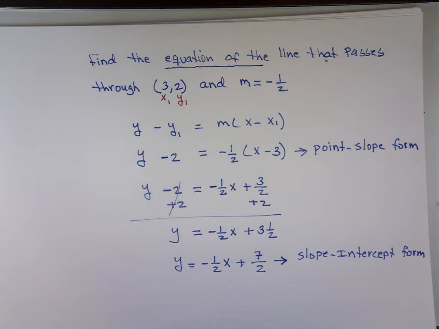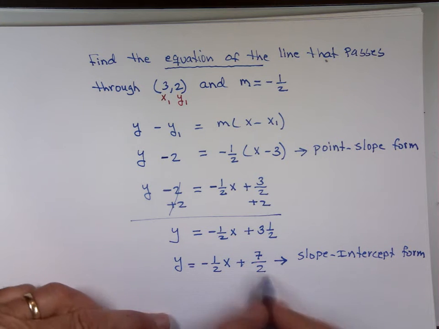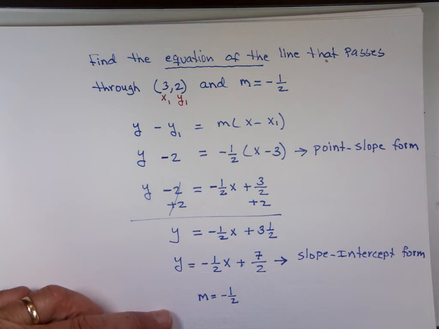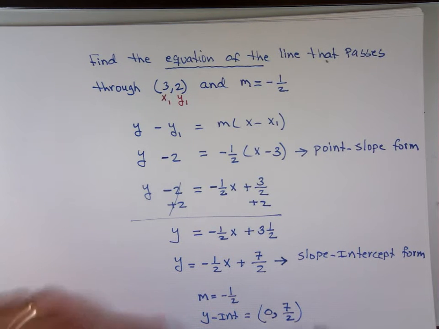Why do they call this the slope-intercept form? Because once you get it to this format, the slope is really negative 1/2, and the y-intercept, where x is 0, is 7/2. As a point, it is 0 and 7/2. So this is your y-intercept and this is your slope.